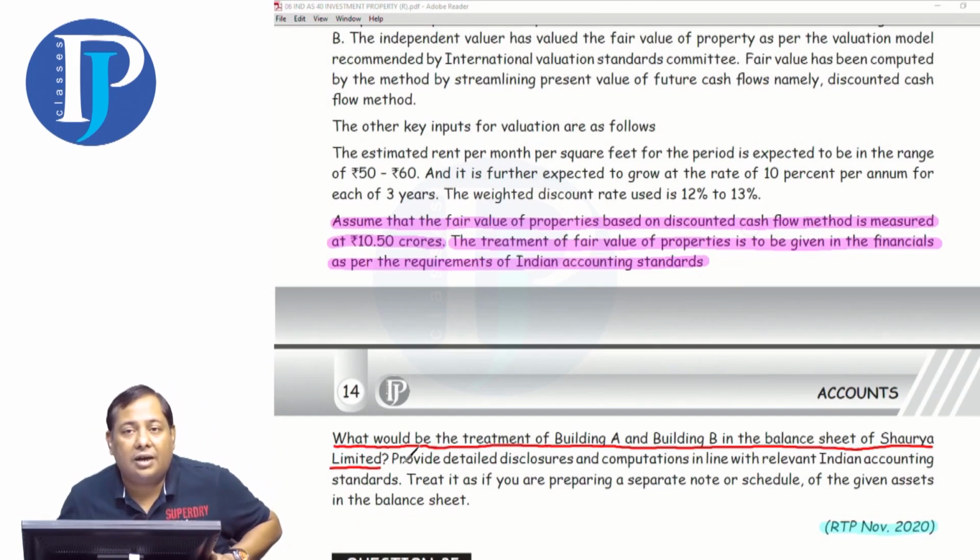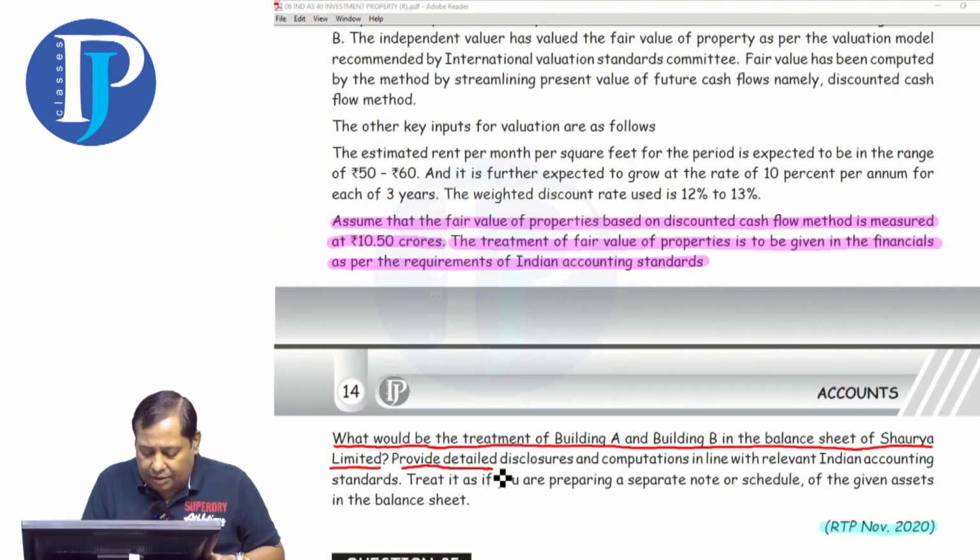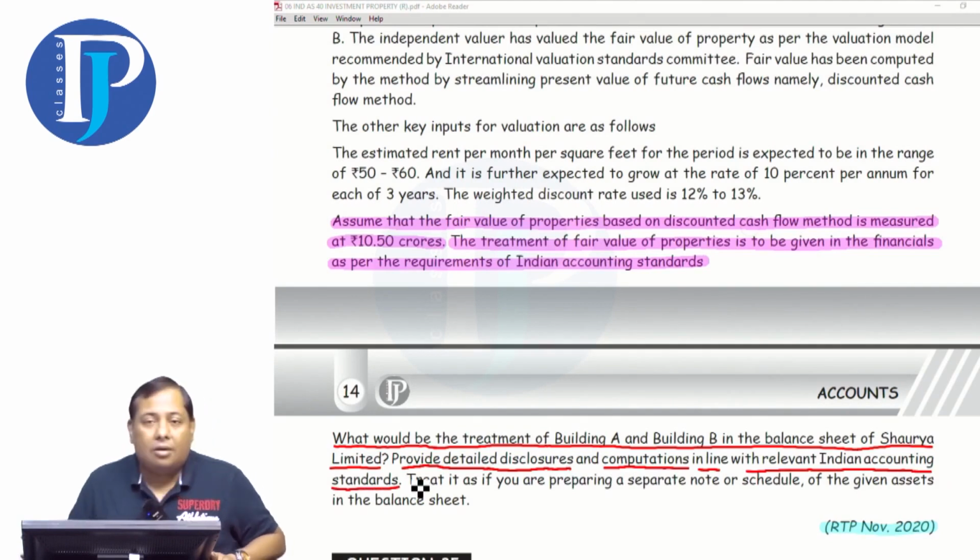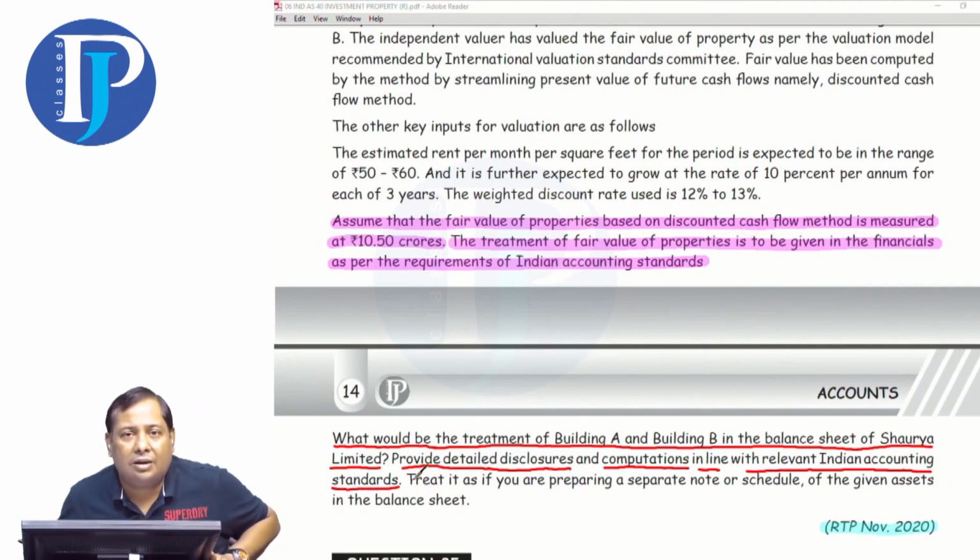We will apply Ind AS 40. It's held for rental, held for appreciation. We'll calculate their carrying amount using the cost model. The question is asking how you will treat these in Shaurya's balance sheet: investment property, cost model, and find the carrying amount. What else? Provide the detailed disclosures and computations in line with the relevant Indian accounting standards. In the disclosure, show the net gain by deducting rental expenses from rental income. We will find it.